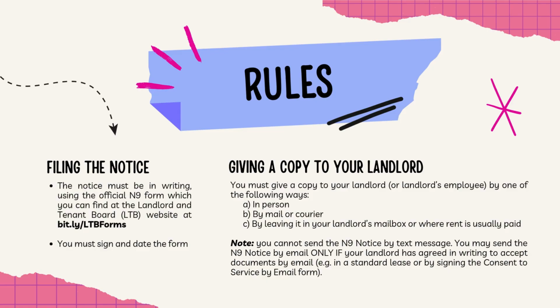When giving the N9 notice to your landlord, it must be by an approved method. The approved methods include A. In person. You may serve the notice in person to either your landlord or an employee of your landlord. B. By mail or courier. You may serve the notice by mail or courier. Or C. By leaving it in your landlord's mailbox or where rent is usually paid.